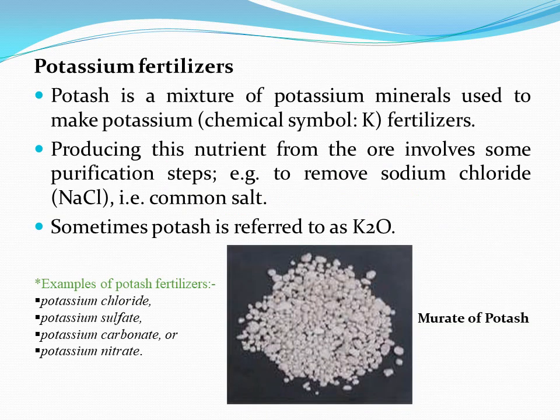Now potassium fertilizer. Potassium fertilizers, or you can say potash, is a mixture of potassium minerals which are used to make potassium fertilizers. Now, if we have to produce this nutrient from the ore, it involves certain purification steps. For example, we have to remove sodium chloride, known as common salt, first. Sometimes potash is referred to as K2O. Now, there are certain examples of potash fertilizers, for example, potassium chloride, potassium sulfate, potassium carbonate, or potassium nitrate.